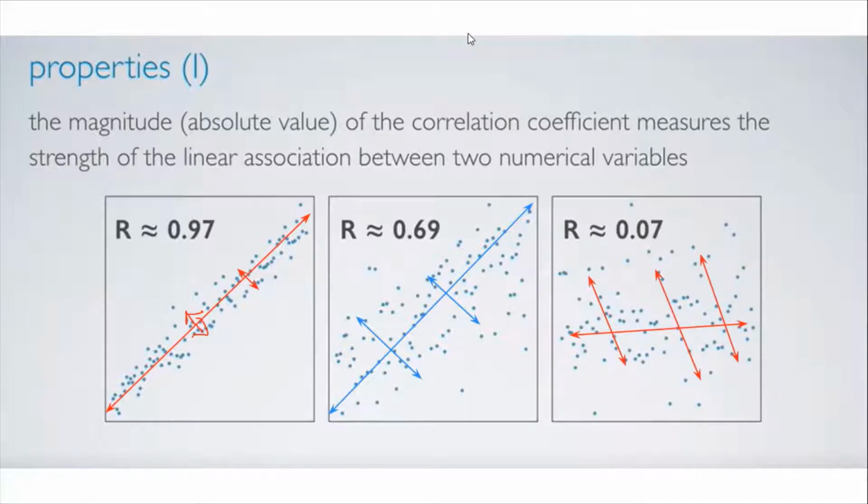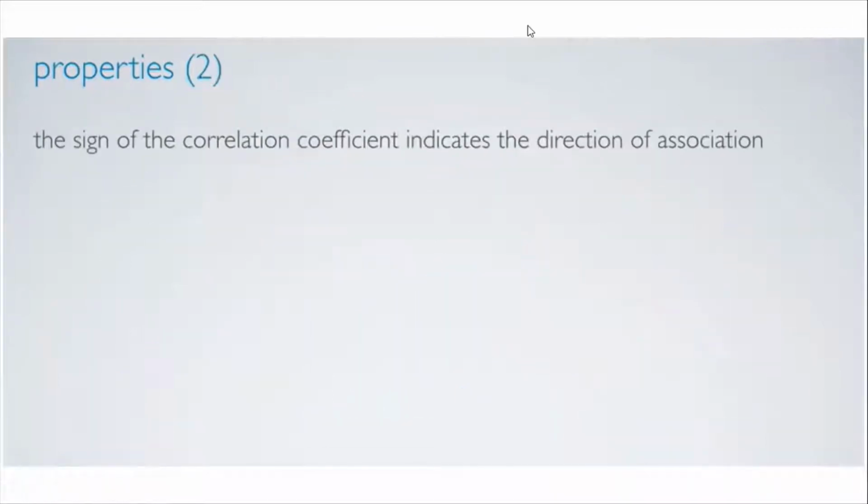So the first property is that by looking at the correlation coefficient, we know the strength of the linear association. And the second property, we know the direction.